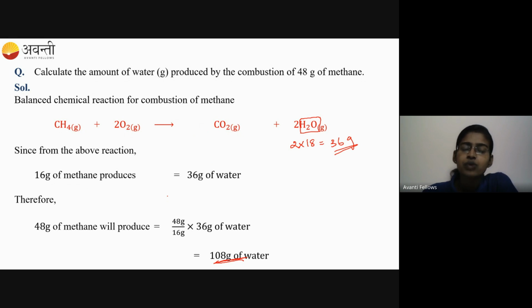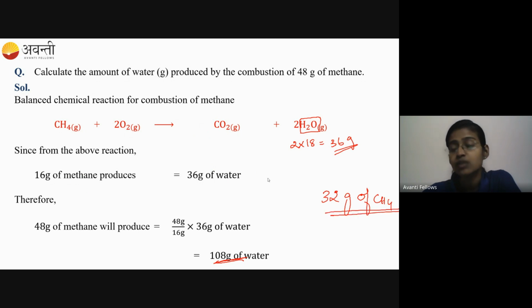I will give you one more option. How many gram of water will be produced if 32 gram of methane reacts? Tell me for 32 gram of methane. Instead of 48, if I take 32, what do I have to do? It is 32 divided by 16 into 36. Very good. It is 72. It is 72 gram of water produced. Okay. Very good. Now let's solve one more question.